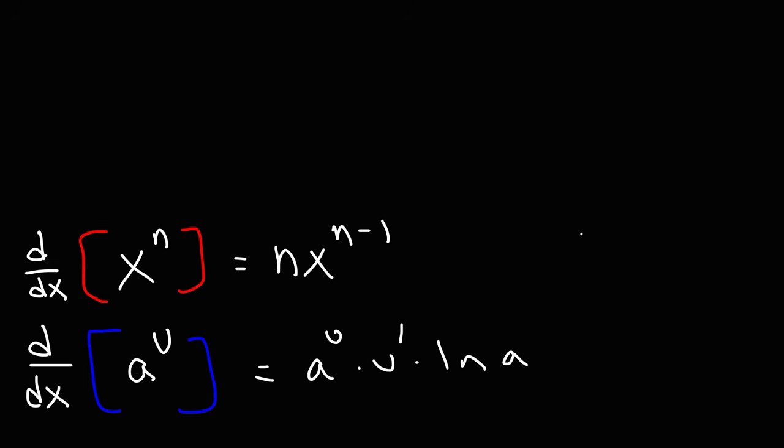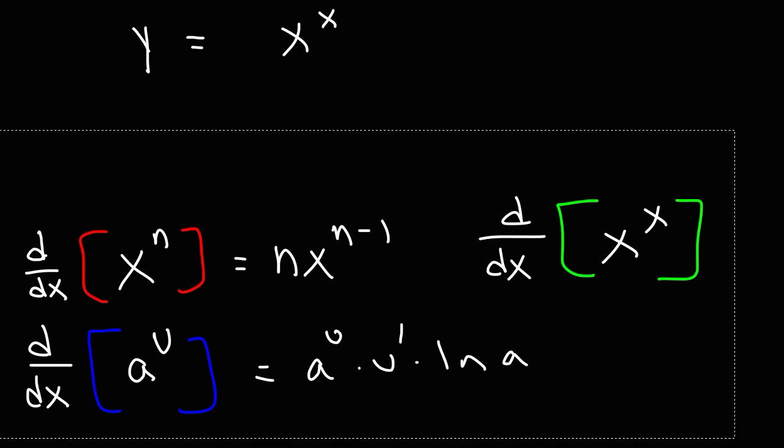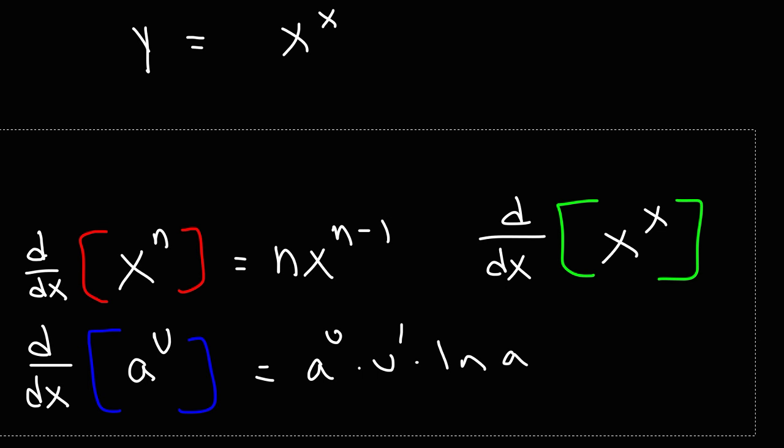So we have a variable raised to a constant and a constant raised to a variable. But what about finding the derivative of a variable raised to a variable? How do we do that? How do we find the derivative of x raised to the x? Well, first, let's make y equal to x raised to the x. So if we could find the derivative of y, then we know what the derivative of x to the x is. That's step one.